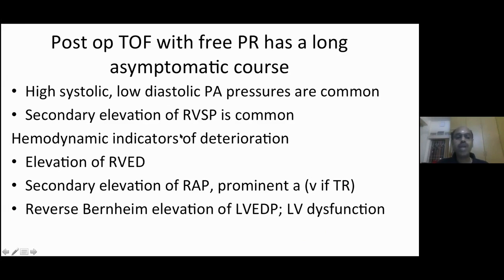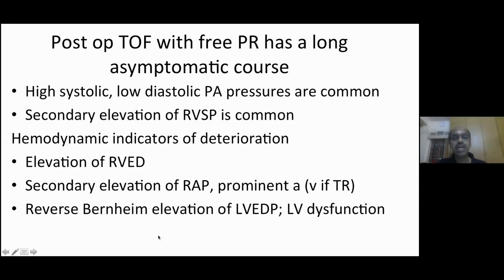However, the hemodynamic indicators of deterioration are elevation of right ventricular end diastolic pressure, and secondary elevation of right atrial pressure, which will show up with prominent A waves. If the patient is having significant tricuspid regurgitation due to RV dilatation, then V waves will be higher, and there is an effect of reverse Bernheim effect on the left ventricle causing secondary LV end diastolic pressure elevation.